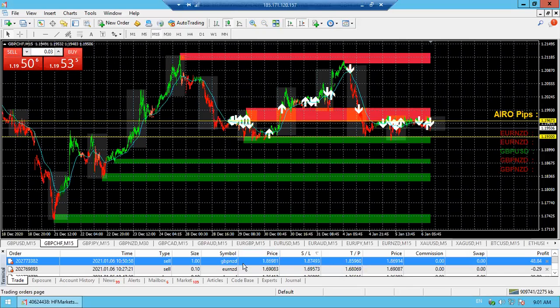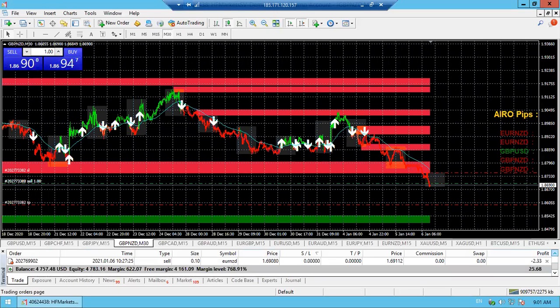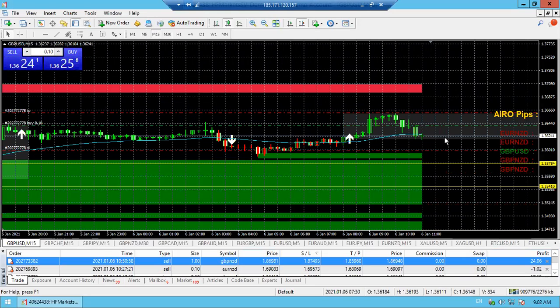Okay, so GBP NZD is selling. You place a trade on GBP NZD and also Euro NZD. So GBP NZD is selling smoothly, and we're watching out for Euro NZD to sell too. What's going on? There's a reversal occurring. So we also have a buy trade here. Okay, this trade is giving us a massive drawdown.